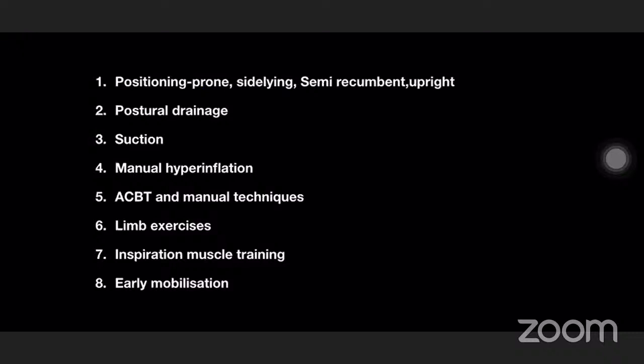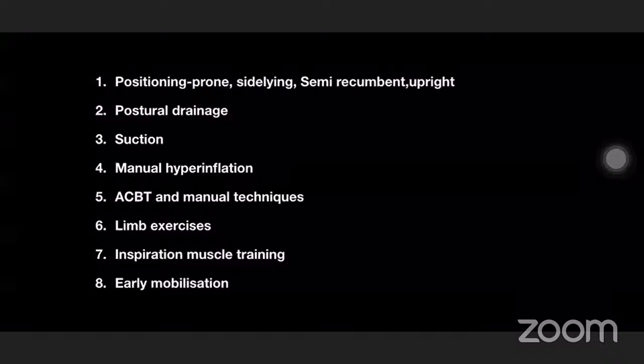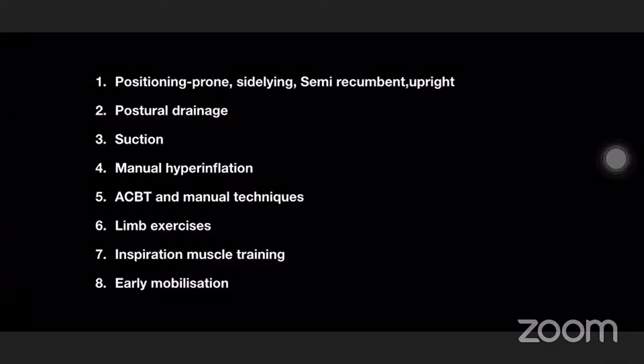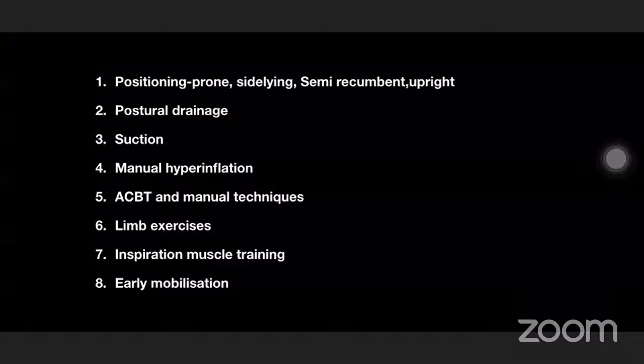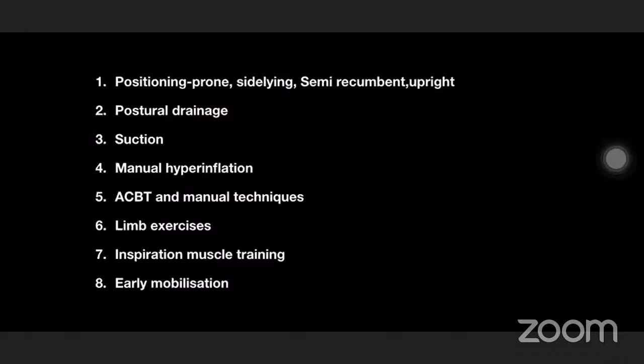The second one we have here is postural drainage. We use the gravitational effects to facilitate the mucociliary clearance. Third one is suction. It is basically used for clearing the secretions when the patient cannot do it independently.